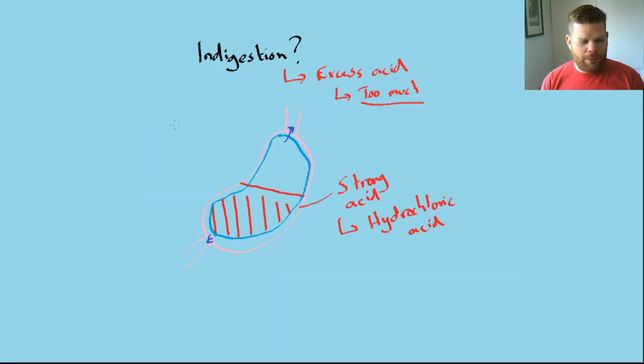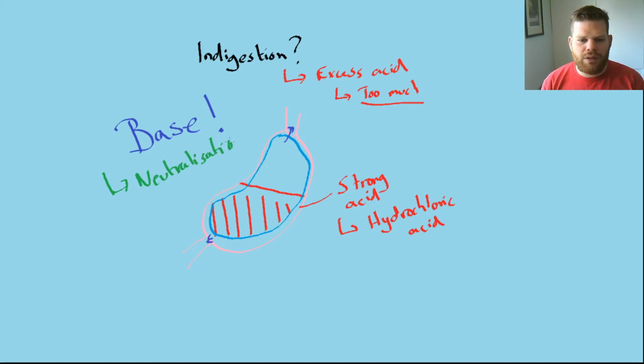Okay, so you have a think about it. So what is it we can add? I hope you've all thought we can add a base. So if we added a base to this, what kind of reaction is going to occur? Well, it's going to be a neutralization reaction. So what we can do is add a base. Basically we can ingest a base. That base can then go into the stomach, and it can neutralize this excess acid.